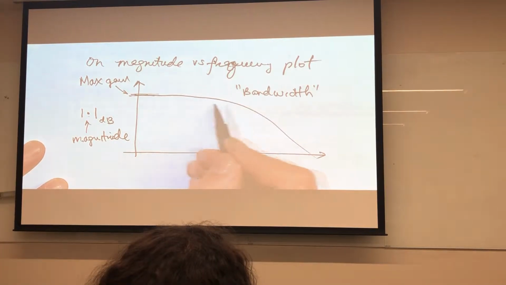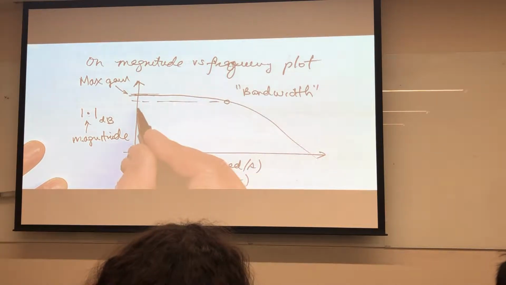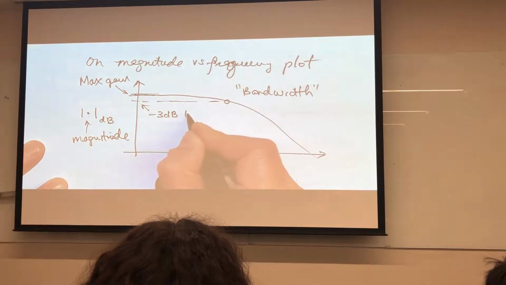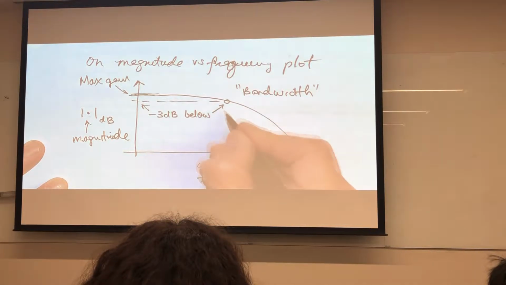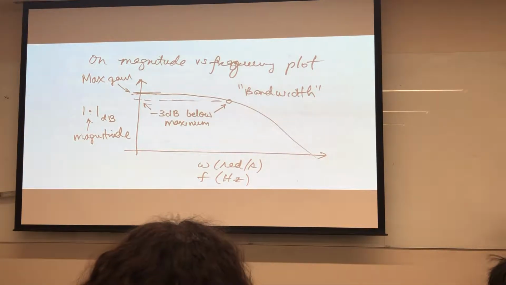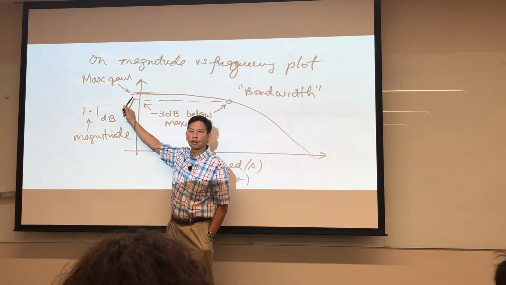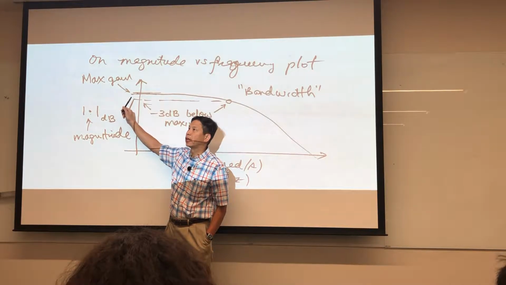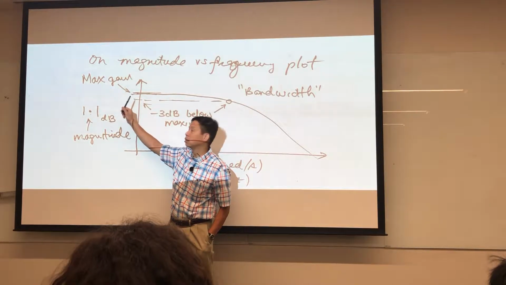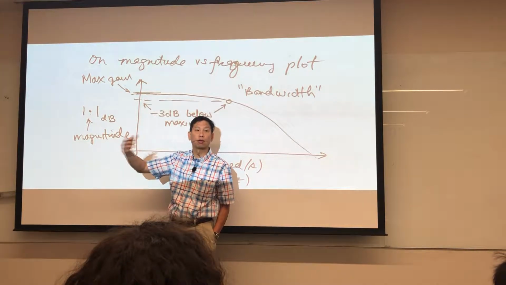Now, at some point, it has come down to, let's say, right about here. And if I take a look at the scale, this is going to be minus 3 dB below maximum, whatever the maximum is. If we're dealing with a 741 op-amp, this maximum gain is on the order of about 10 to the 5 or 10 to the 6. That's the gain. So if you take 10 to the 5, what's the log of 10 to the 5? 5 multiplied by 20, it's 100.